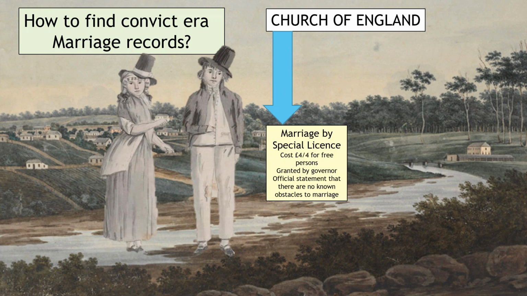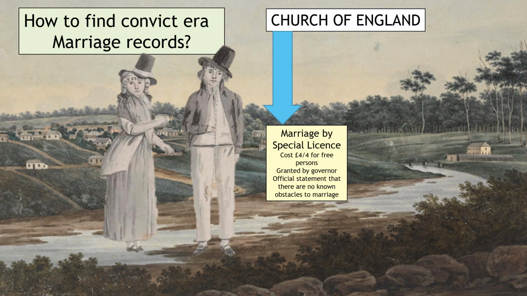The first option was that you could get married by a special license. Now, the only person who could be married by special license had to be a free person, and they had to have £4 and 4 shillings for the privilege. So I imagine they had to be fairly well off. Now, in the United Kingdom, where all our laws were essentially moved over to the colony, the Bishop of England, of the whole of the UK, would have to be the person who granted the special license.